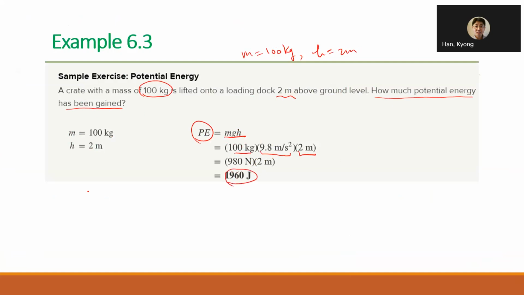of energy. If you move the box, the original was here, but you moved it just 2 meters up, then it gained PE equal to 1,960 joules. And the initial potential energy was 0. Right.